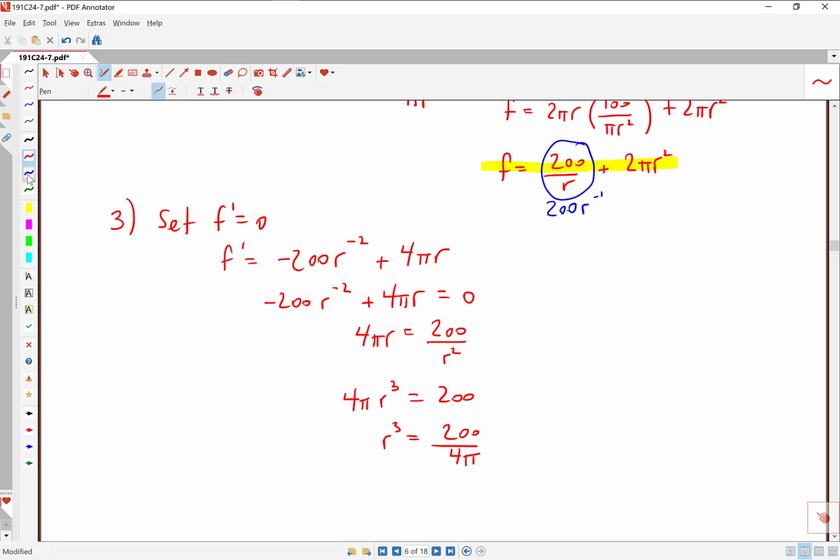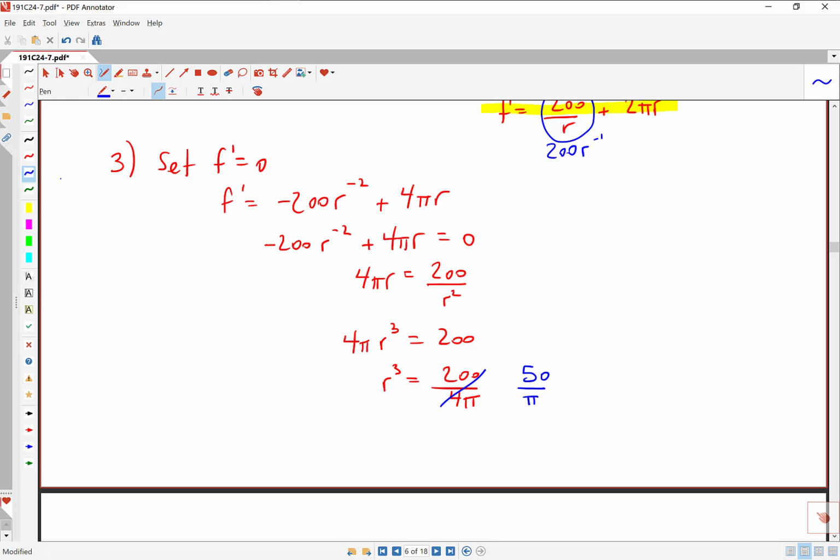So what we could do here is just cancel a factor of 4 from the top and the bottom and call that 50 over pi. Okay, and that's going to lead us to our answer here. Solving for r, you could take cube roots of both sides, and you could say r is going to be the cube root of 50 over pi. So that whole 50 over pi is under the cube root.